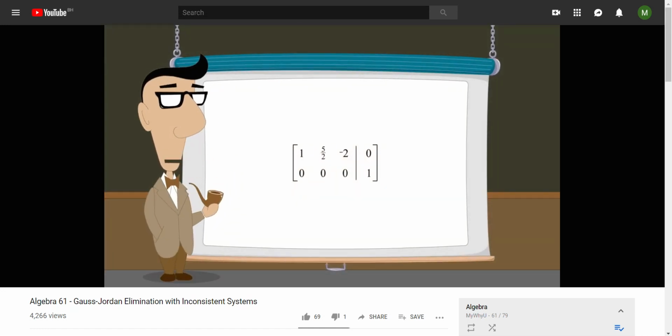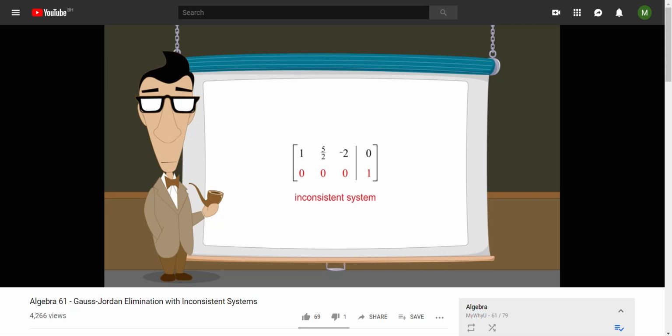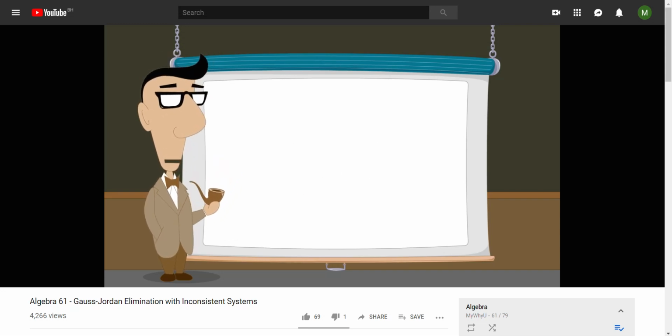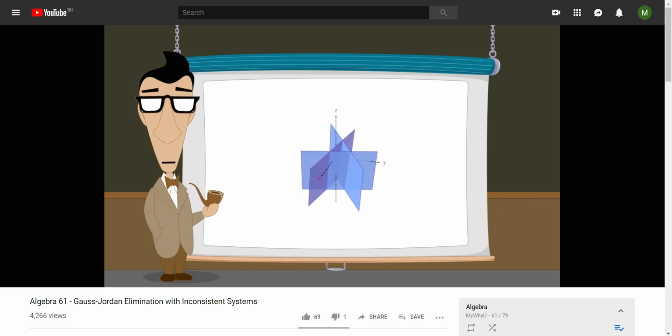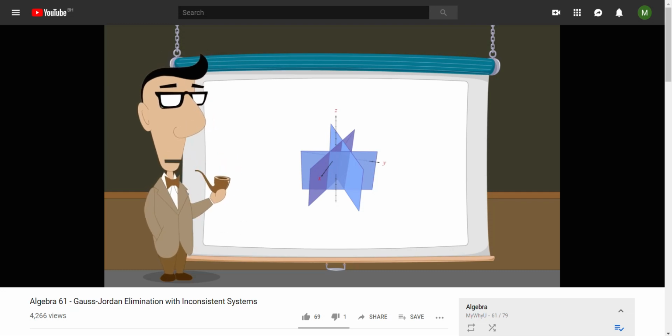So if a system contains parallel planes, during the process of Gauss-Jordan elimination, a row of all zero coefficient entries with a non-zero constant entry will be produced, indicating that the system is inconsistent. But as we have seen, parallel planes are not the only configuration which can cause a system to be inconsistent. 3 planes forming a triangular tube will also create an inconsistent system. So how do we recognize this type of system?